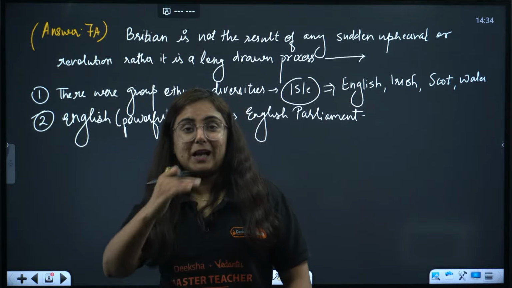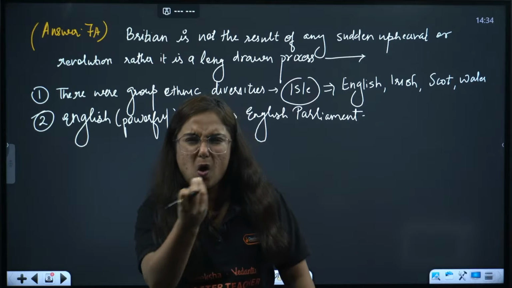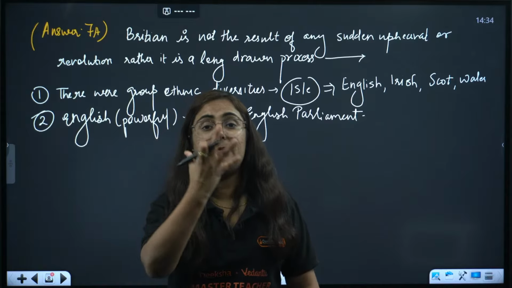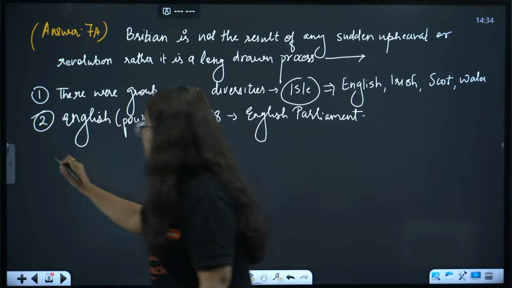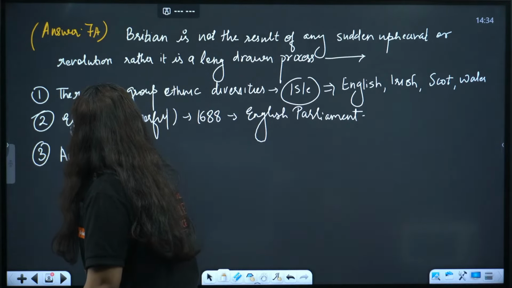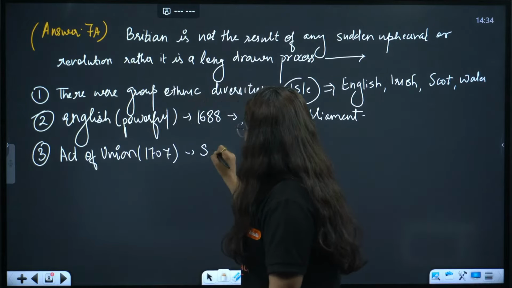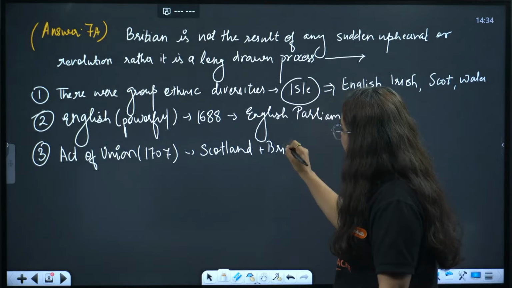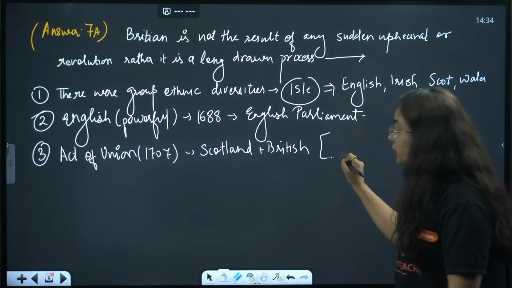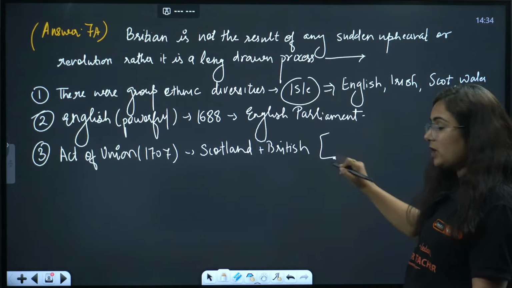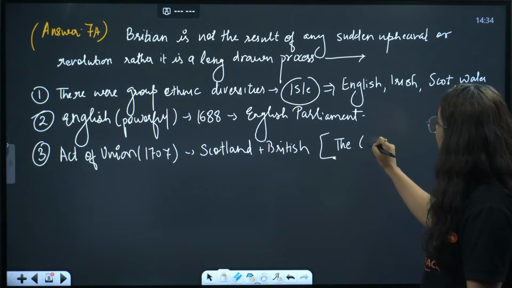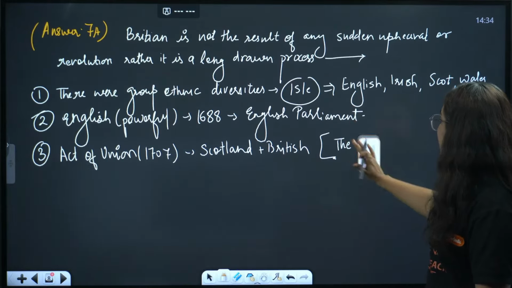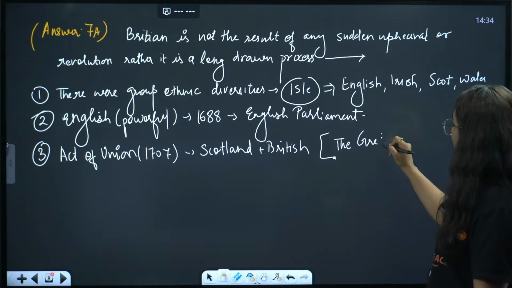So when the English Parliament became powerful, they wanted all the little territories to come along with them. In this process, an Act of Union in the year 1707 was signed with Scotland. England plus Scotland together will be known as what? They will be known as Great Britain. They considered themselves the Great.